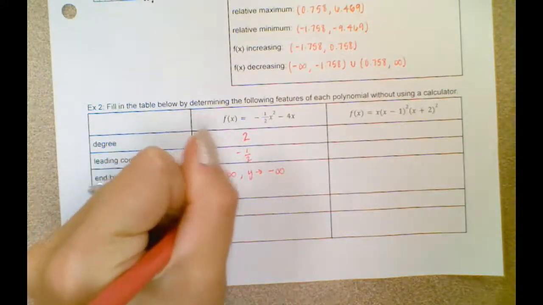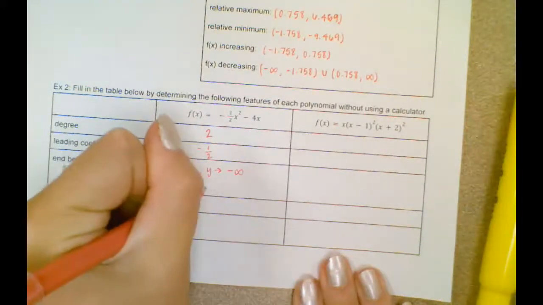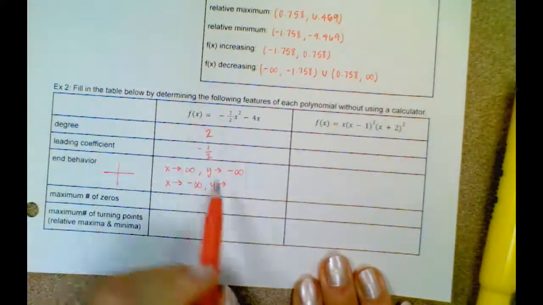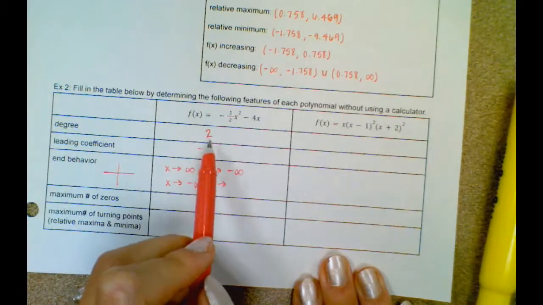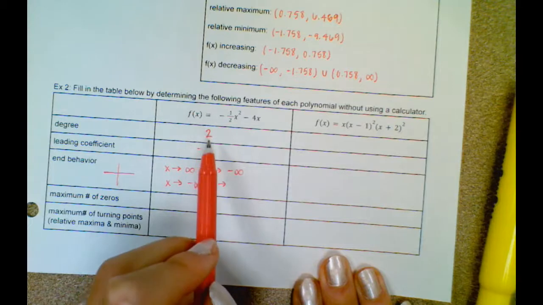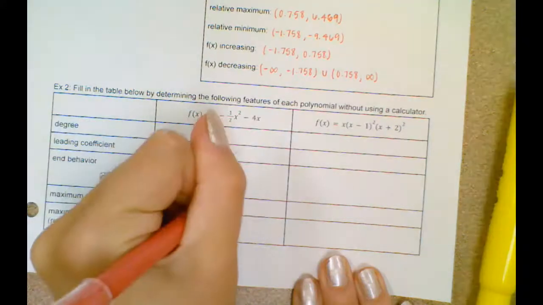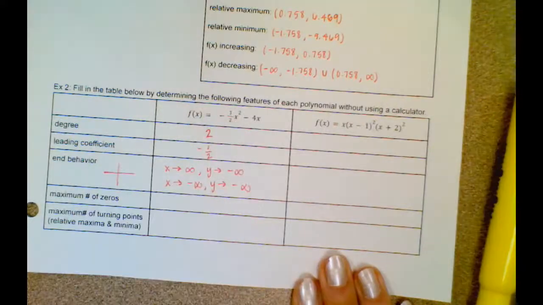Now as x goes to negative infinity, my y values are going to go the same direction as the right side because the degree is an even number. Even functions point in the same direction, so this will be negative infinity as well.